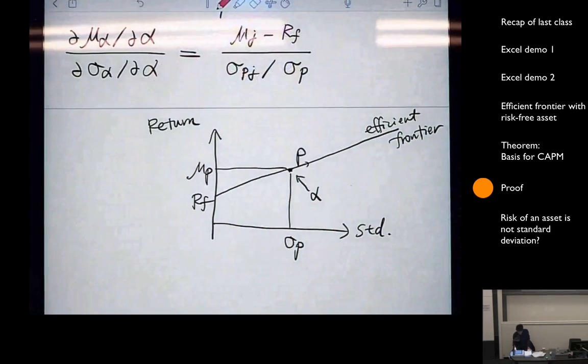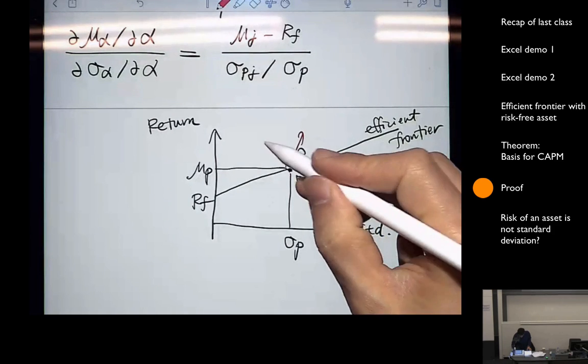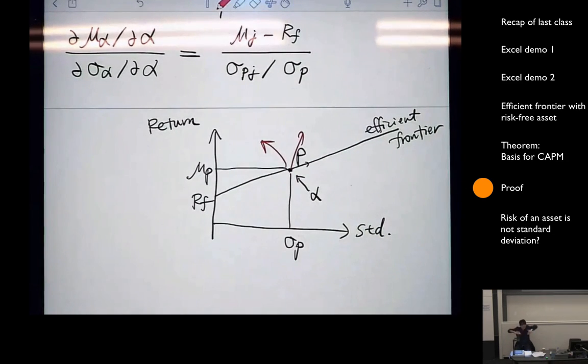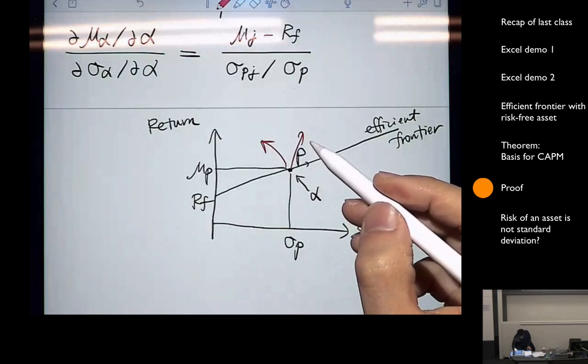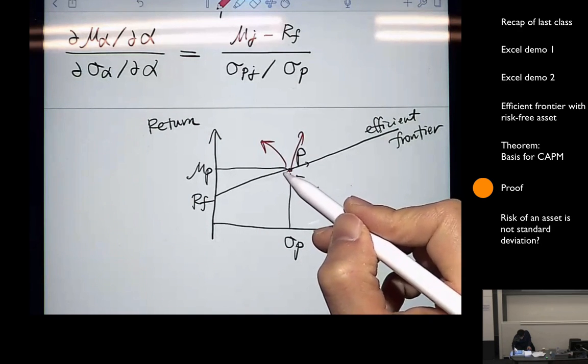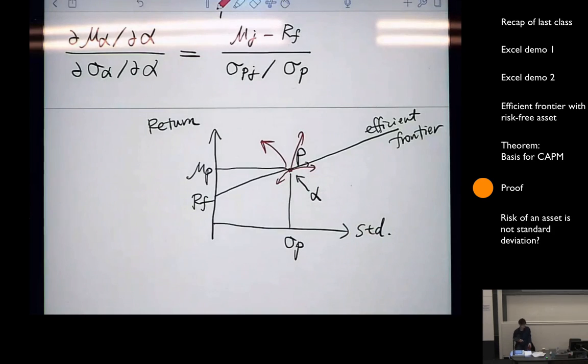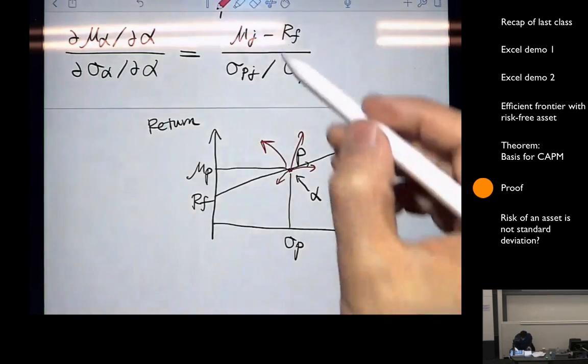And because it is on the efficient frontier, when alpha deviates from 0, you cannot go this way or this way. The feasible set is below this straight line. You cannot go above this straight line, which means that when alpha deviates from 0, you can only go either this way or this way. So the slope, the rate of change, the ratio of these changes in risk and return should be actually equal to the slope of this efficient frontier. Does that make sense? Okay, let's do that.